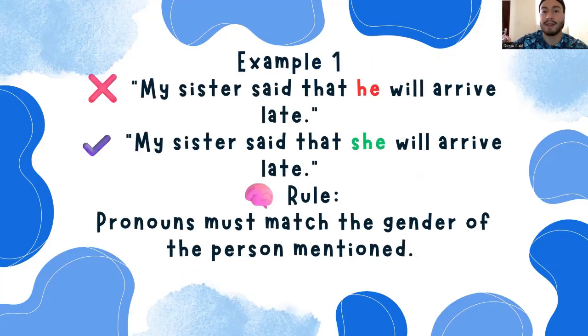My sister said that he will arrive later. My sister said that she will arrive later. Here, the mistake is obvious, but it happens very often when people speak quickly. So, using the wrong pronoun, he instead of she, can completely change who the message refers to, causing misunderstanding.